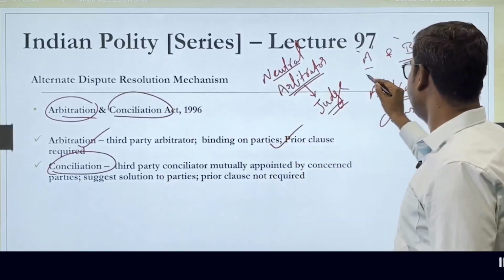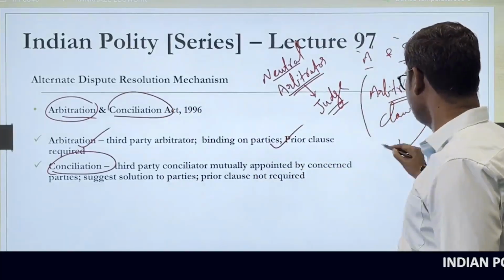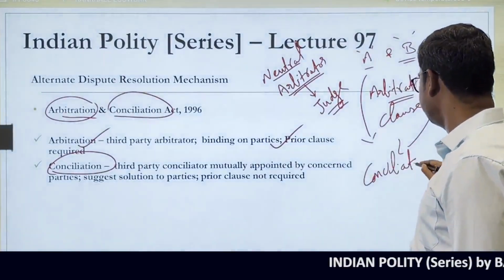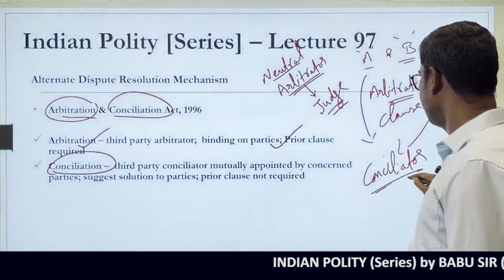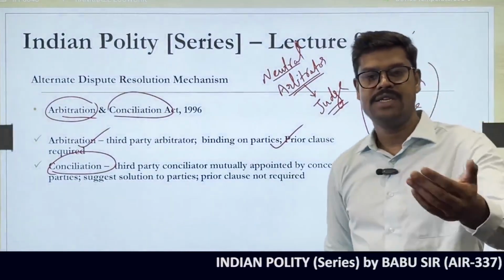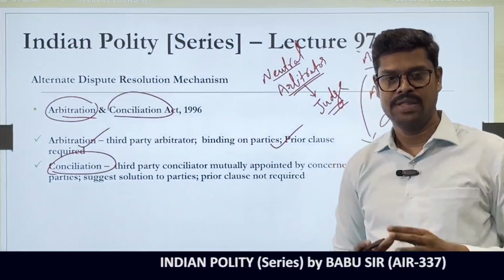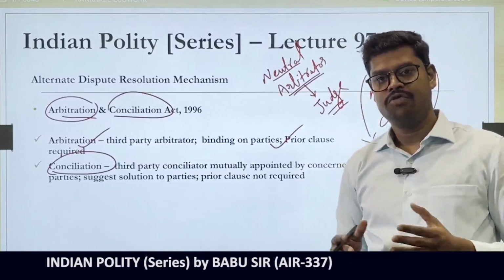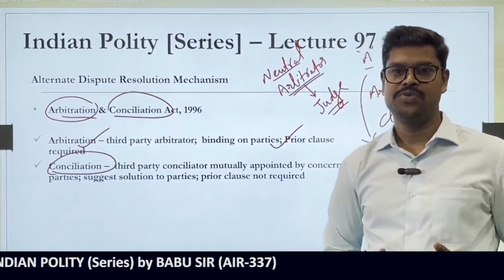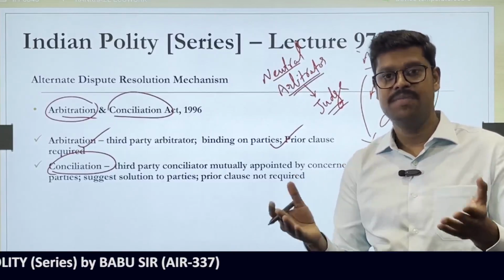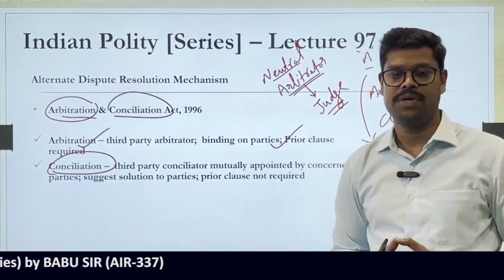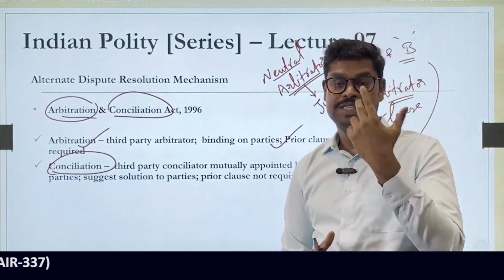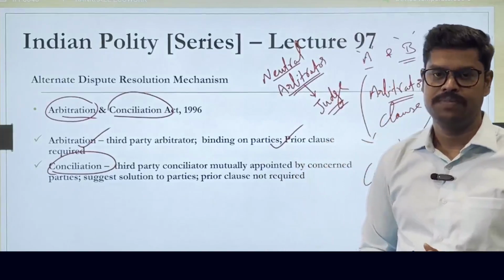So instead of that, if A and B appoint a conciliator, what does this conciliator do? The conciliator does not pass any order. The conciliator only facilitates the dialogue between A and B. So the conciliator may give some advice to both A and B. Therefore, based on this advice and these suggestions given by the conciliator, A and B themselves come to an agreement, and then finally they will sign an agreement as to how to resolve their dispute. That's basically what is called conciliation.